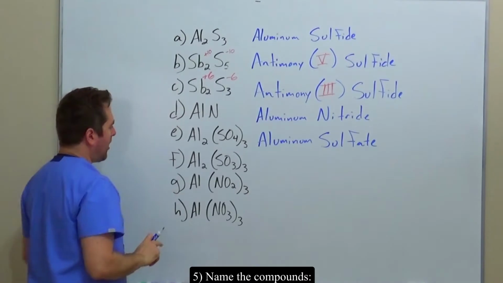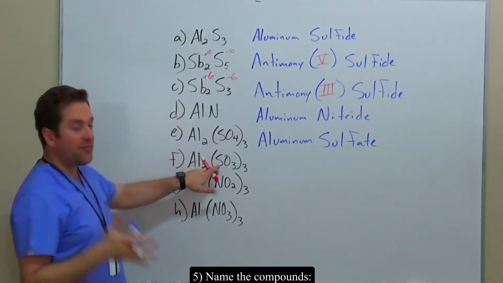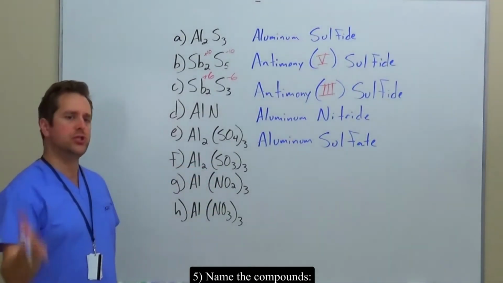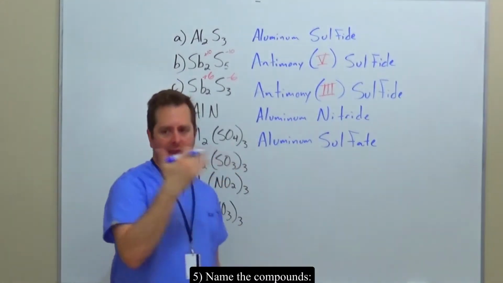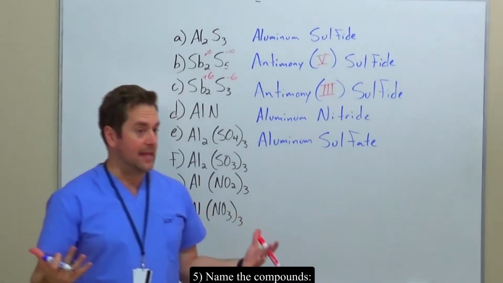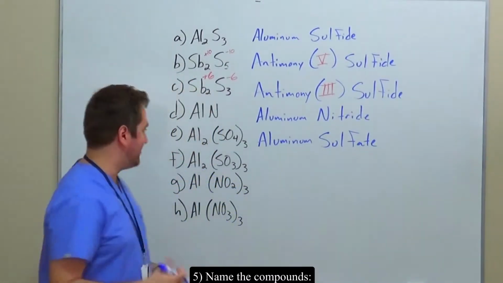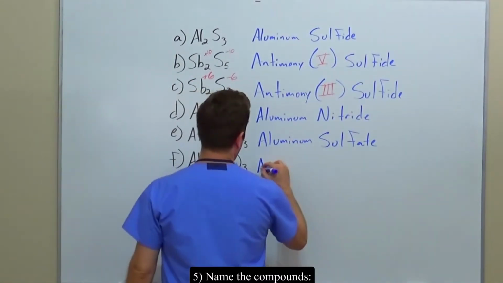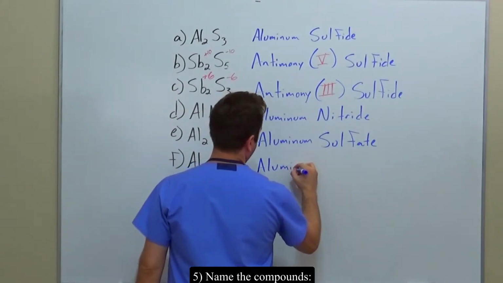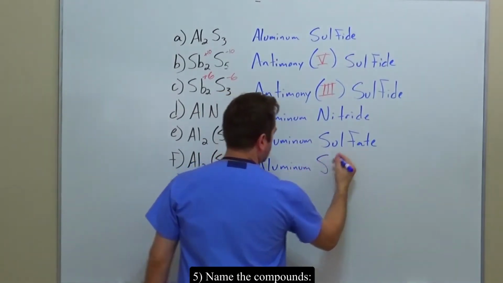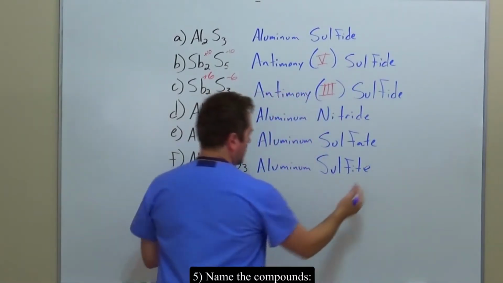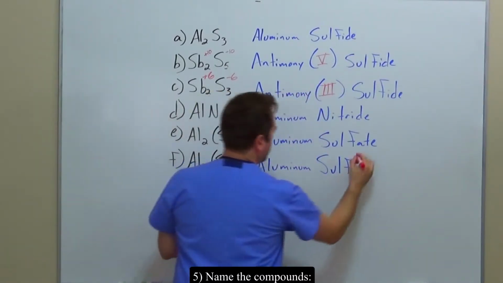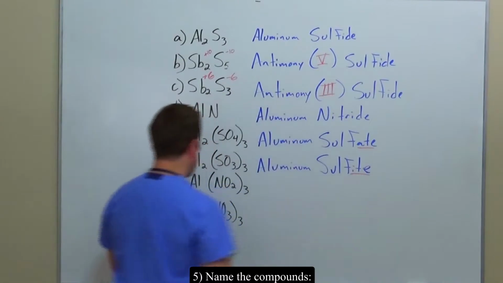All right, what about letter F? This time it's aluminum and a variation of that sulfate. We stripped away 1 oxygen, and if you'll remember, once you do that, it's no longer the -ate suffix, it is the -ite suffix. So we'll name this aluminum, and instead of sulfate, we'll say sulfite. There it is. So there's our difference in suffixes.